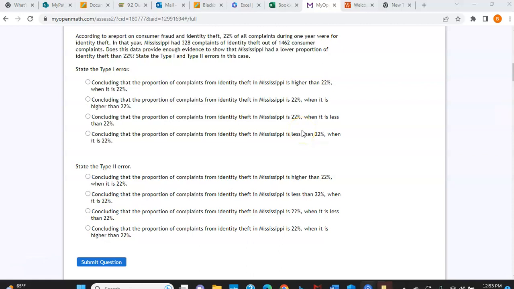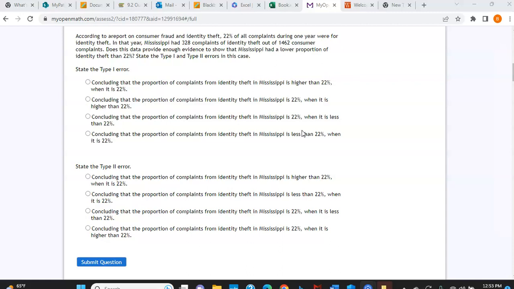Okay, so let's look at an example of type 1 and type 2 errors in a hypothesis test. According to a report on consumer fraud and identity theft, 22% of all complaints during 1 year were for identity theft. In that year, Mississippi had 328 complaints of identity theft out of 1,462 consumer complaints. Does this data provide enough evidence to show that Mississippi had a lower proportion of identity theft than 22%?